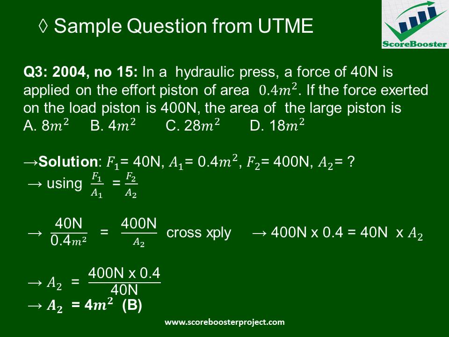Now, solution as usual, the first thing is to write out the given parameters. So we are given the force of the effort to be force F1, which is 40 Newton. Then we are given the area of the effort also to be 0.4 meters square. Then we are given the force on the load piston to be 400 Newton, while they ask us to get the area of the large piston, that is the area of the load.